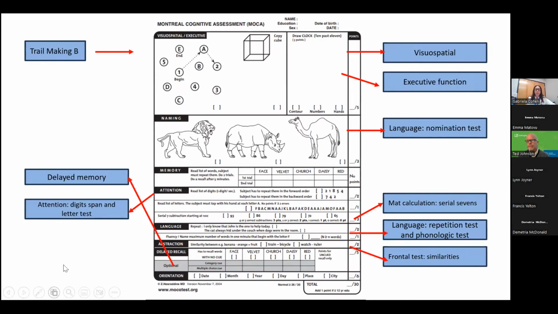And then you go back to delayed recall. You didn't really score for immediate recall, but you go back to delayed recall of those 5 words that they learned, and you see how much they remember. And you finish the test with 6 points for orientation. So this is basically the MOCA.